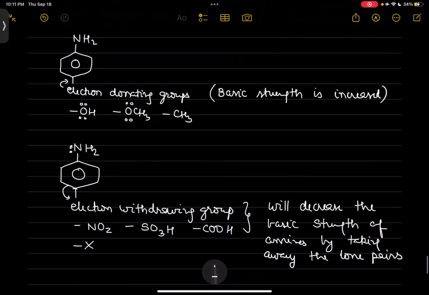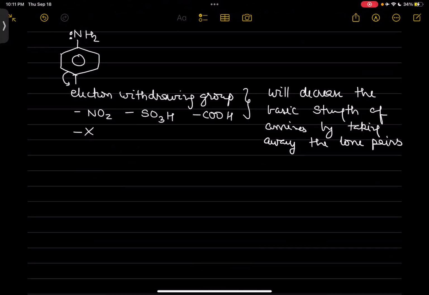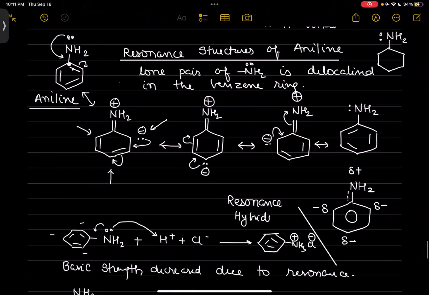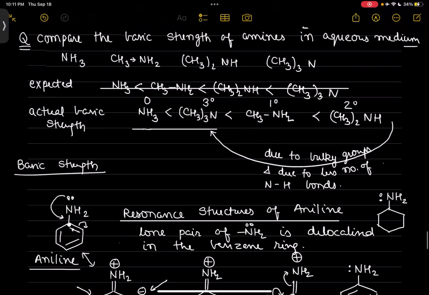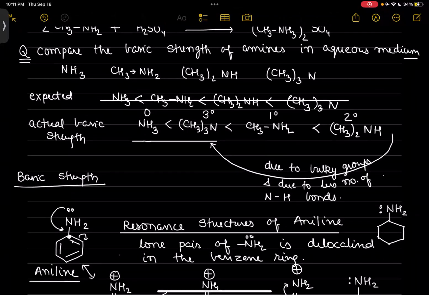Okay. Next, for aliphatic amines, meaning methylamines, the basic strength order is NH3, which is the least basic, then (CH3)3N, methylamine, and dimethylamine. So in water, in aqueous medium, the secondary amines are most basic. Remember that. It is occurring due to hydrogen bonding.